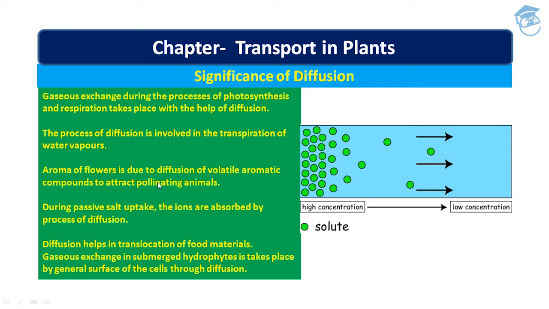Aroma of flowers is due to diffusion of volatile aromatic compounds so that they can attract pollinating animals such as bees. Okay, so that's the significance of diffusion. During passive salt uptake, the ions are absorbed by the process of diffusion. Diffusion helps in the translocation of food materials. Gaseous exchange in submerged hydrophytes takes place by the general surface of a cell through diffusion. Okay, so these are the significance of diffusion.